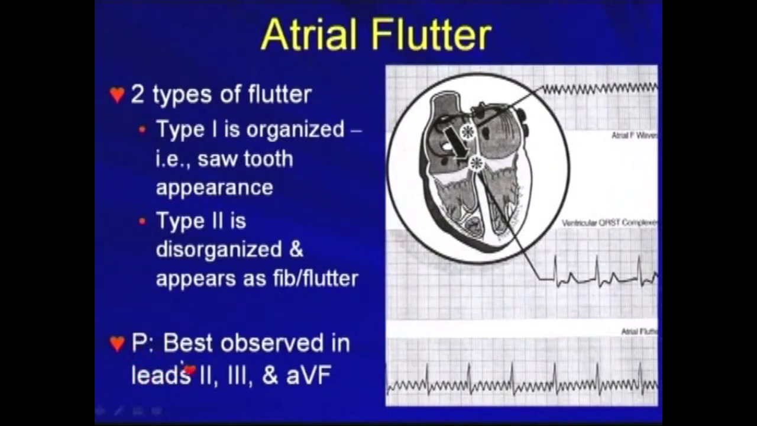And the P wave is usually best observed in leads 2, 3, and aVF, and in lead 1 sometimes. So here you can see a typical sawtooth appearance.